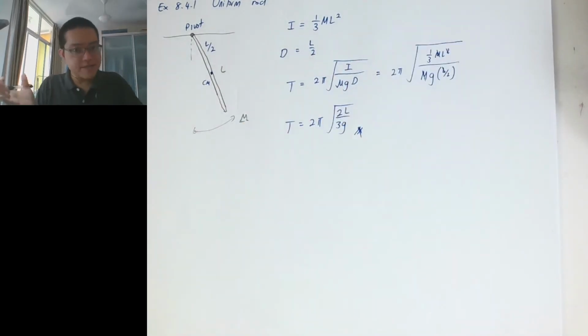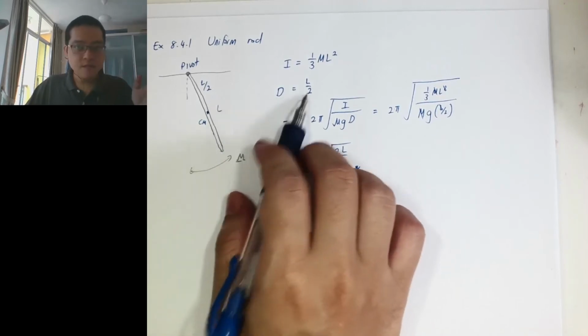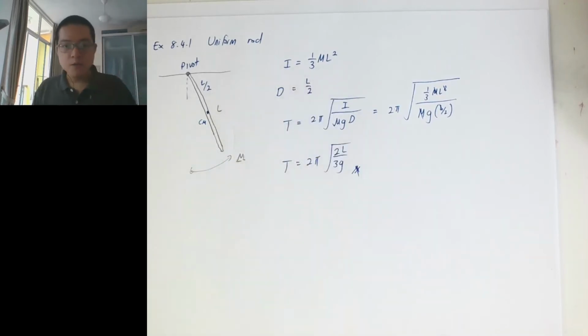Okay, so very easy, right? You can get more and more complicated shapes, but always remember what the center of mass is, then make sure you get the correct moment of inertia.